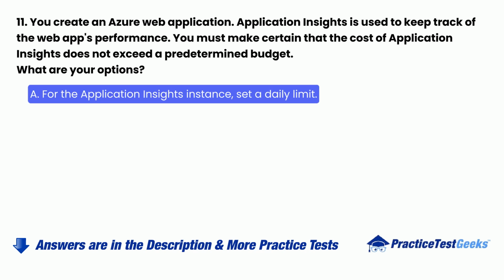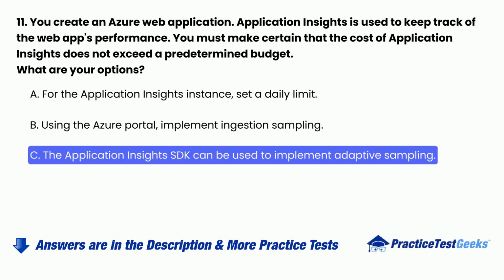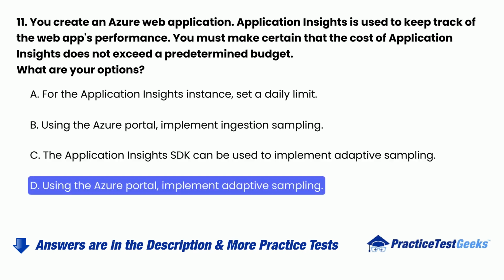A. For the Application Insights instance, set a daily limit. B. Using the Azure portal, implement ingestion sampling. C. The Application Insights SDK can be used to implement adaptive sampling. D. Using the Azure portal, implement adaptive sampling.